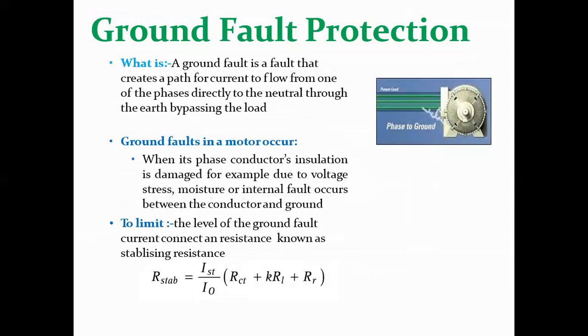And ground fault protection. What is a ground fault? A ground fault is a fault that creates a path for current to flow from one of the phases directly to the neutral through the earth, bypassing the load. Ground faults in a motor occur when the phase conductor's insulation is damaged, for example due to voltage stress, moisture, or an internal fault between the conductor and ground. To limit the ground fault current level, a resistance known as stabilizing resistance is connected. R stab is equal to I_SK upon I_0 in bracket (R_CT plus K R_L1 plus K R_L2 plus R_R).